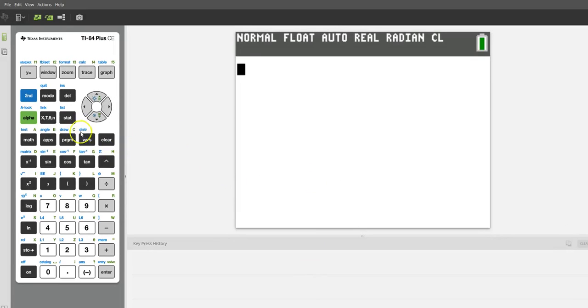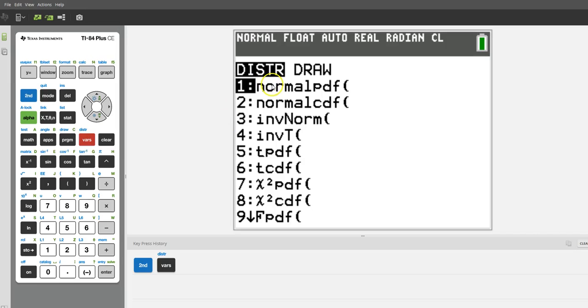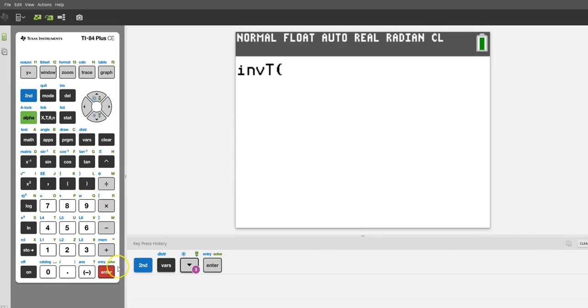So if I go to distributions, you see here's normal, CDF, and invnorm. There's inv_t, which is number 4. So if I go to inv_t, now if you have the stat wizard on, it might prompt you a little bit more, but I'm going to enter 0.005, which is the area to the left, inv_t 0.005, and then the degrees of freedom were 4.